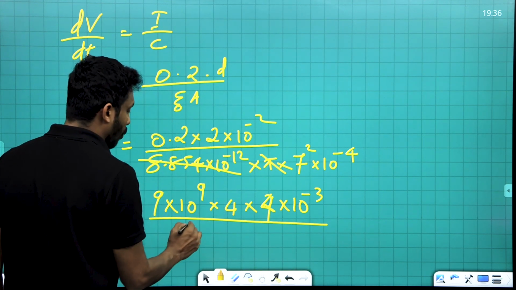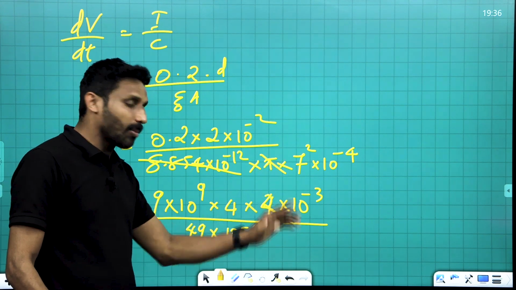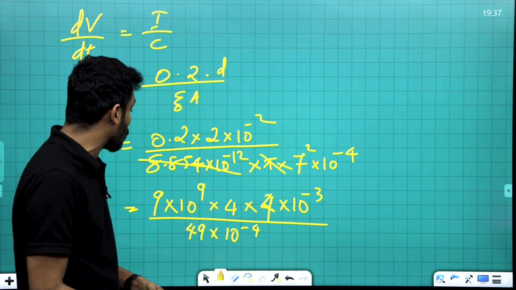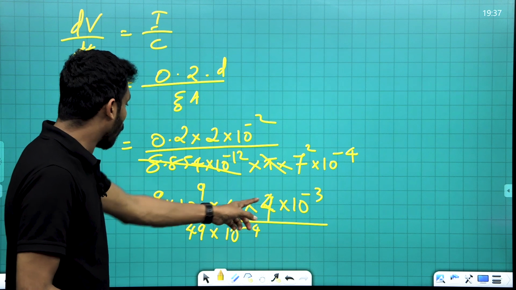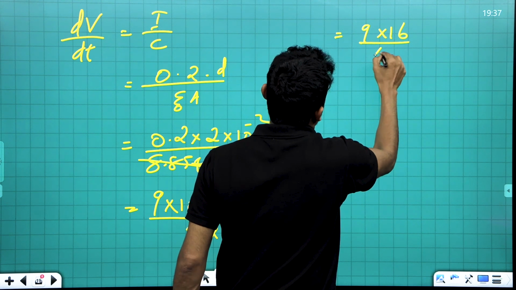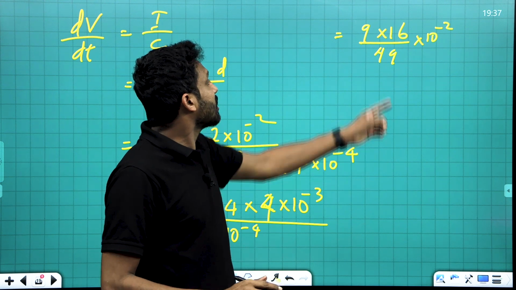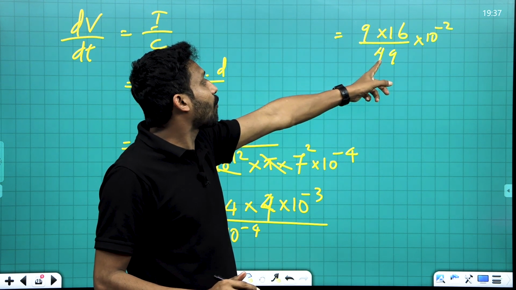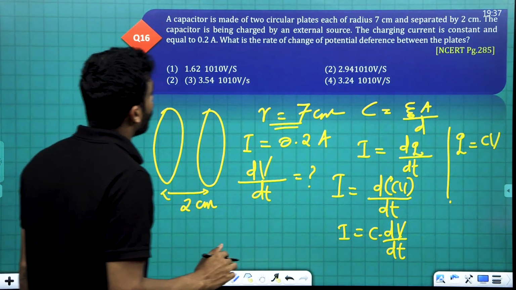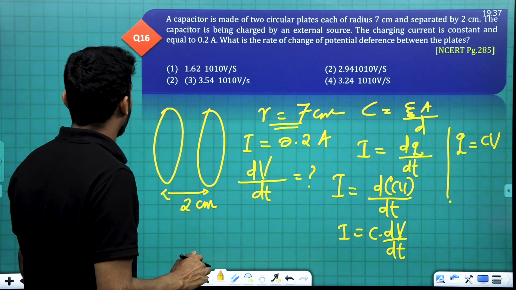Divided by 7 square, which is 49, into 10 power minus 4. 10 raised to 9 into 10 power minus 3 is 10 raised to 6. 10 raised to 6 divided by 10 raised to minus 4 is 10 raised to minus 2. 4 into 4 is 16. Clear? 9 into 16 divided by 49 into 10 raised to minus 2. Then this is 144. 144 divided by 49 is nearly 3. Then what is the power of 10 here, you know.